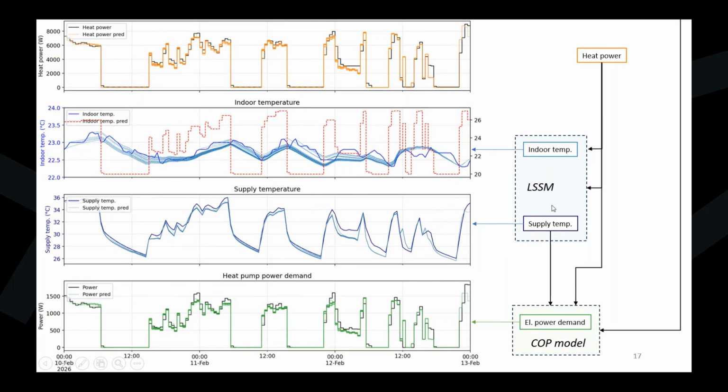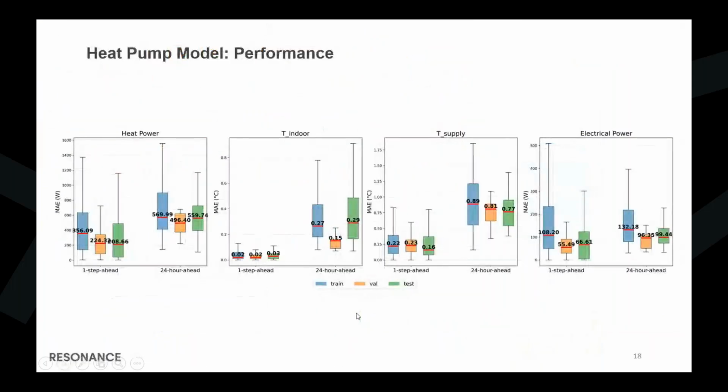And then once we get the supply temperature and the heat power, and also the outdoor temperature and the soil temperature, with the COP model we can finally predict the power demand. Again, we can see that the prediction of the model is quite good. To put this into numbers, but I'm not going to go too much into details here, we show the mean absolute error for each of the four forecasted variables.